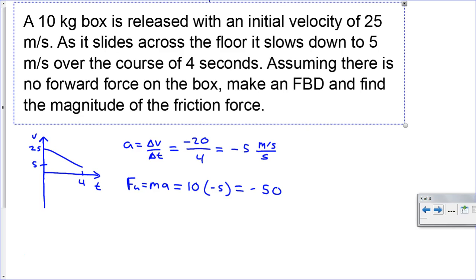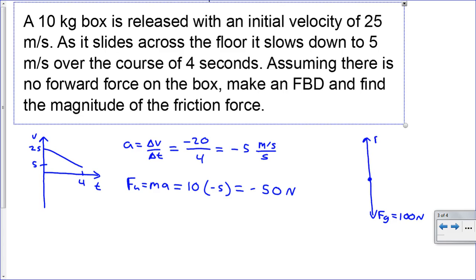This -50 for the F net is kind of confusing, and I'll explain what that means when we make our force diagram. To make the force diagram, you have to think about the forces acting on this. We've got a gravitational force downward. It's 10 kilograms, so that means it's going to be 100 newtons for our gravitational force. We also have a normal force on this, Fn. Because it's not accelerating in the vertical direction, we know that this is also 100 newtons, and those balance out with each other.